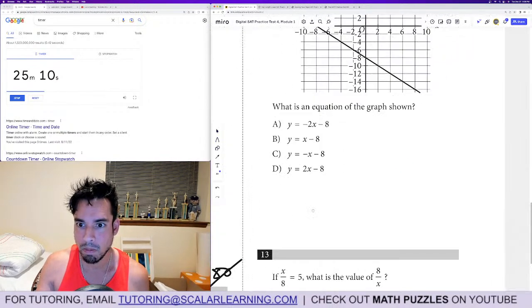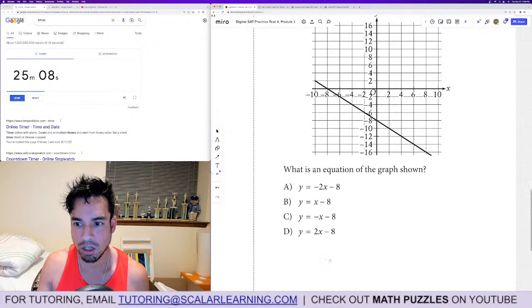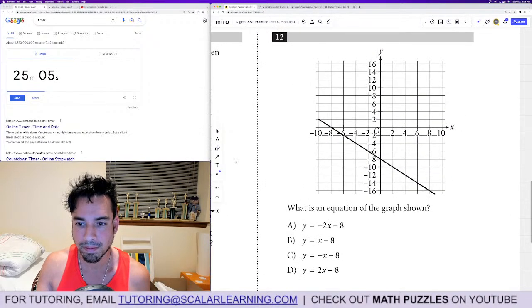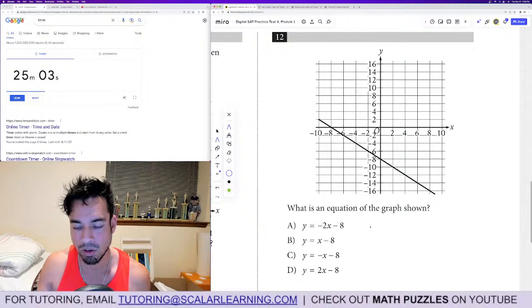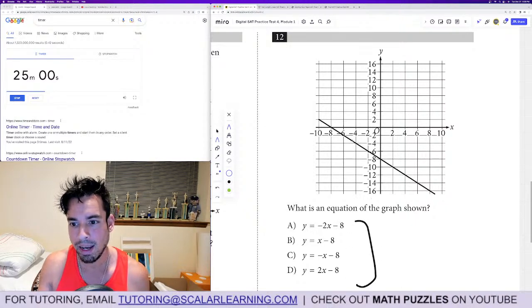Misread it. All right, here we go. What is an equation of the graph shown? All right, let's use, these are all in slope-intercept form. That's beautiful. And this line has a negative slope. This is a positive slope of 1, and there's a positive slope of 2. You guys are both out.